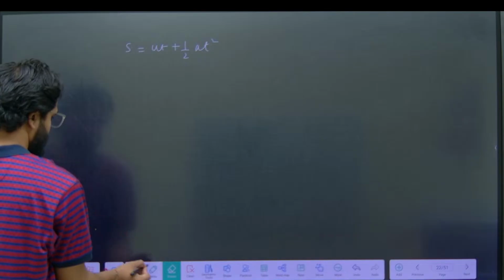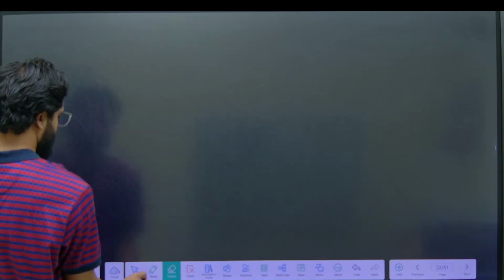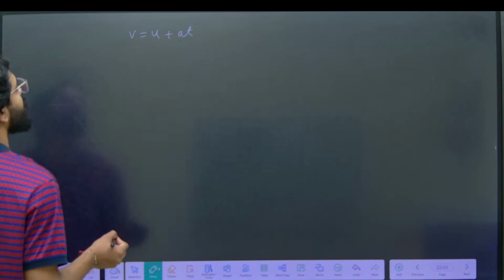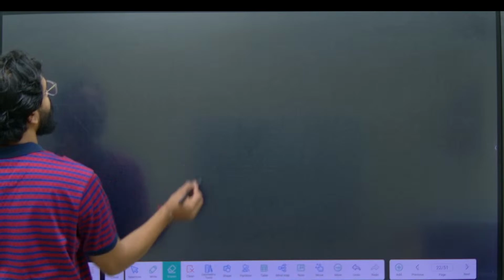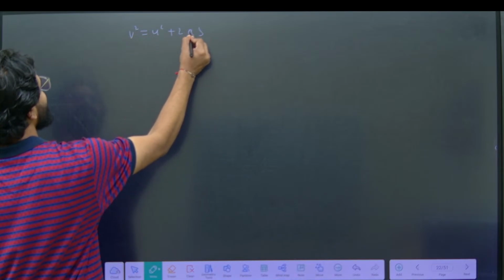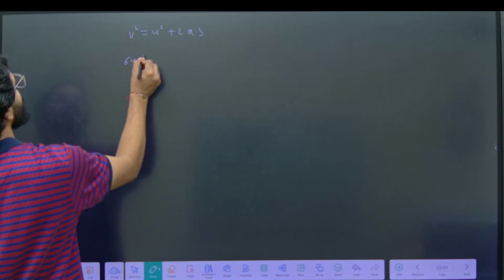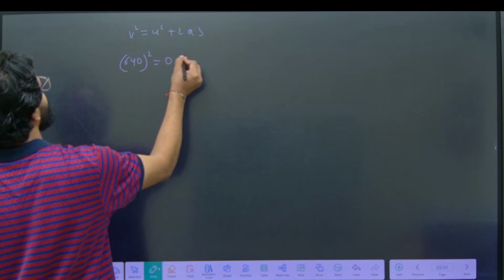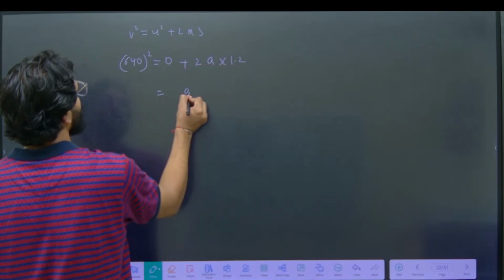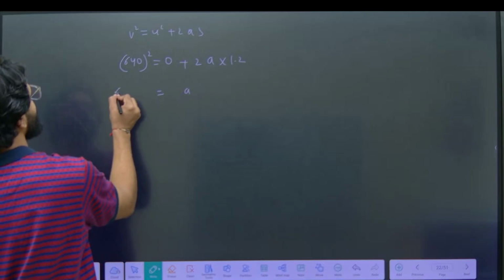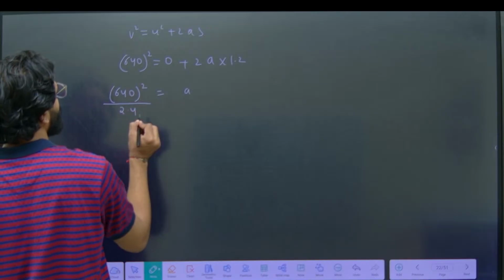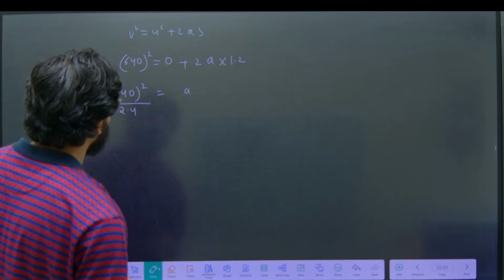But A is not given. Acha, that's why you are asking. So V equals u plus at. No. V square equals u square plus 2as. Yes. So it is 640 square, that is the final velocity, that is 0, 2 into A into 1.2, right? So A is coming out as 640 square divided by 2.4, right? Correct. Oh Lord, big value.